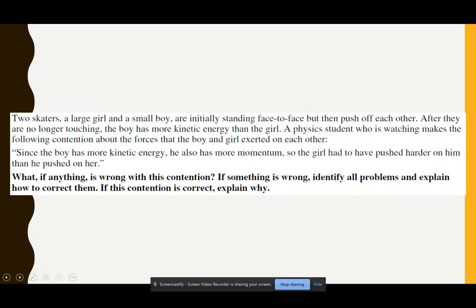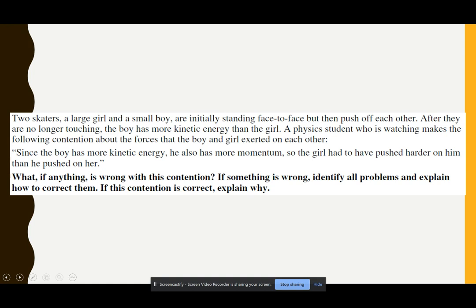Okay, 2 skaters, a large girl and a small boy, are initially standing face to face, but then push off of each other. After they are no longer touching, the boy has more kinetic energy than the girl. A physics student who is watching makes the following connection about the forces that the boy and the girl exert on each other. Since the boy has more kinetic energy, he also has more momentum. So the girl had to have pushed harder on him than he pushed on her. Again, you're making a statement. Is it correct or is it not?